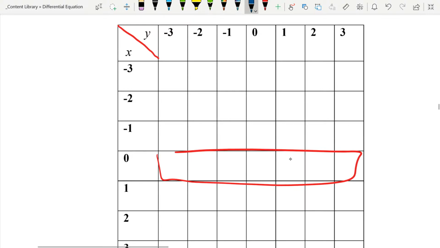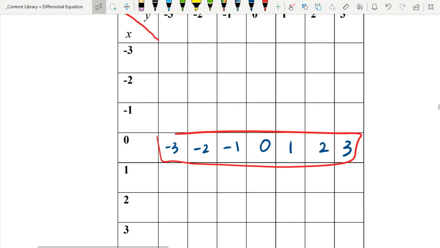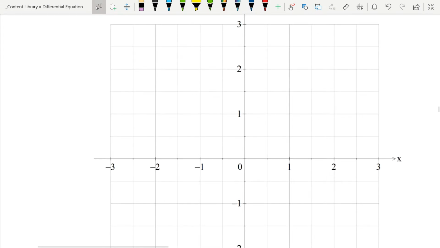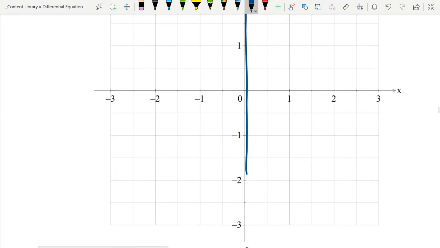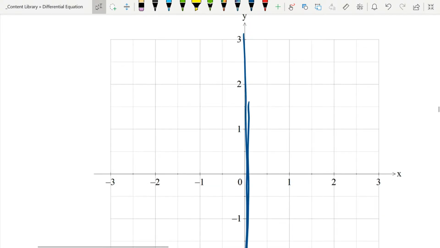If the x value is 0 and the y values are these, the gradient will be negative 3, negative 2, negative 1, 0, 1, 2, and 3. We can do the same thing for all the other boxes, but I'll just pick one row. So we can actually draw the slope field by ourselves on those points. When x equals 0 and y takes different values, I'm talking about the slope field on this vertical line, the y-axis.